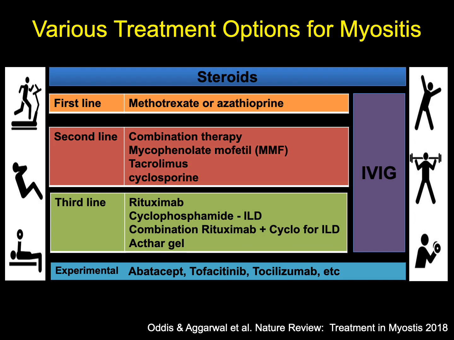Currently, we use the knowledge of autoantibodies in starting the treatment. For example, if a patient has necrotizing myopathy, I might be more inclined to treat that patient with IVIG, as compared to anti-synthetase syndrome antibody, in which case I might be more inclined to use rituximab.